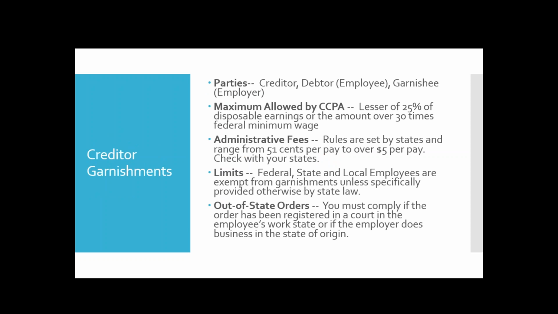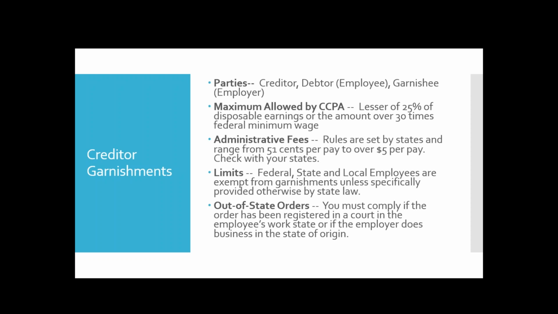Let's take a quick look at creditor garnishments. There are 3 parties to a creditor garnishment. There's the creditor, the debtor or the employee, and the garnishee or employer. The maximum allowed by CCPA is the lesser of 25% of disposable earnings or the amount over 30 times federal minimum wage. You may charge administrative fees for processing creditor garnishments, and maximums are set by state laws.